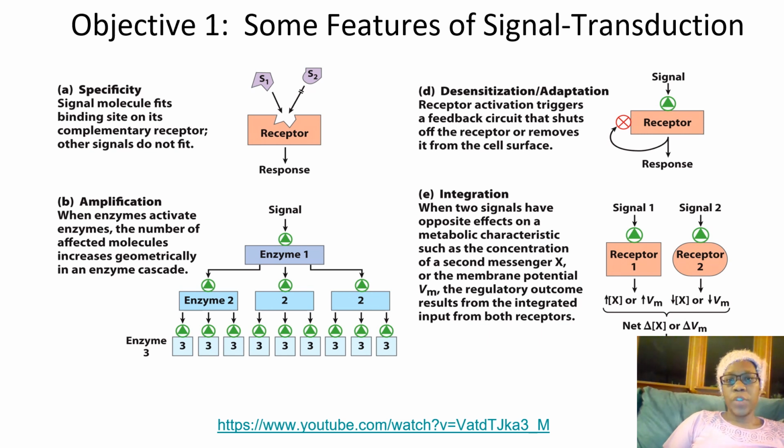The third feature you should be familiar with is desensitization and adaptation. So once we have that signaling molecule binding to a receptor, we're going to cause a response in the cell. But the cell has to have a way to turn off that signal so we can stop the response, and that's desensitization.